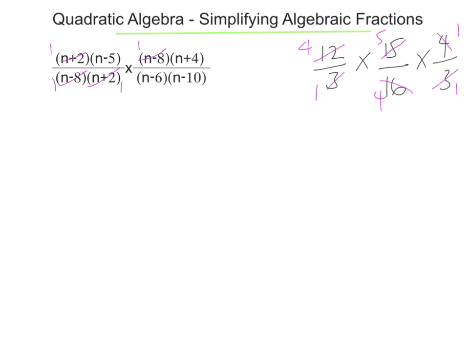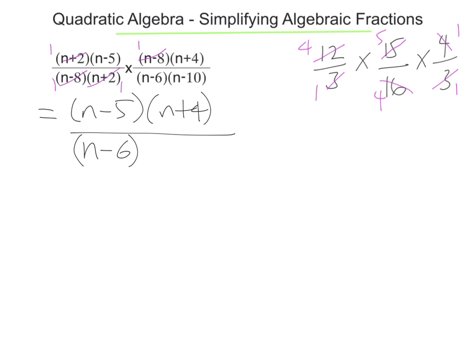So that means that this is simplified to 1 times n minus 5 times 1 times n plus 4 over 1 times 1 times n minus 6 times n minus 10, which is a lot simpler. Notice I didn't write the 1's down because 1 times anything keeps it the same.